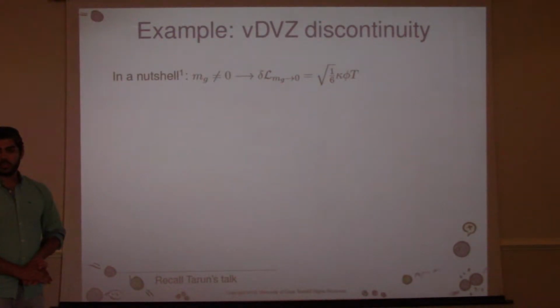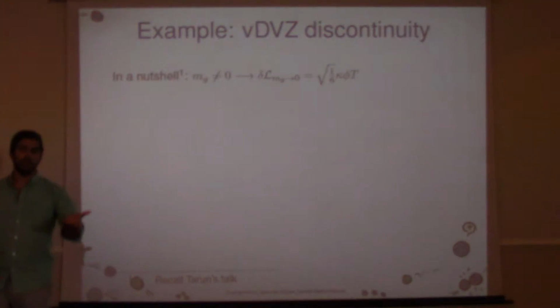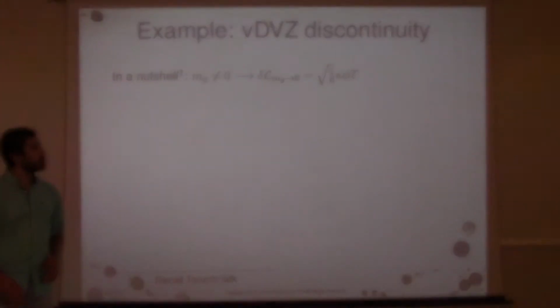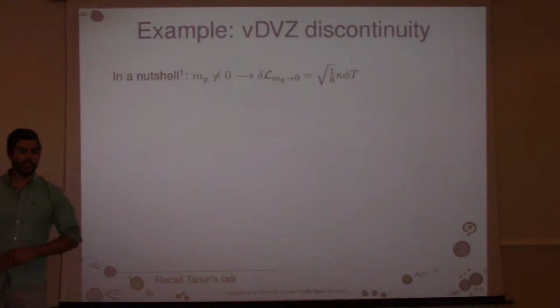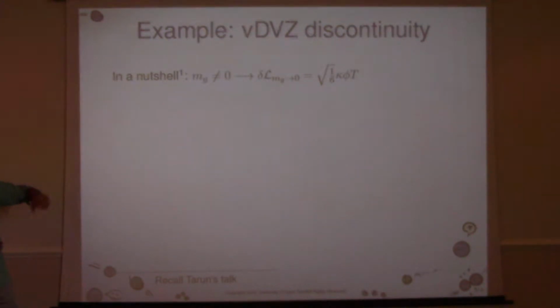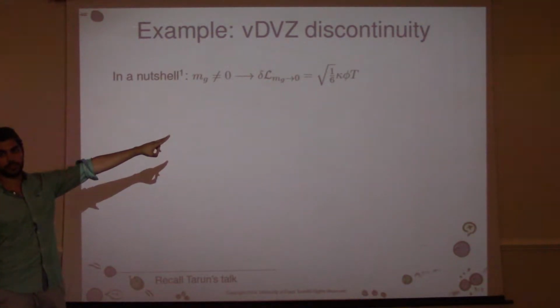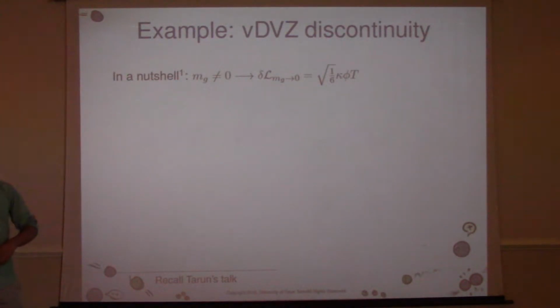I'm going to talk about the VDVZ discontinuity. If you remember Taran's talk, he was looking at n equals 2 Chern-Simons theory. And when he wanted to look at the massless limit, he just said, I'm just going to look at the massless amplitudes. Right? So it turns out that if you just take regular GR and you add a mass term, and you compute perturbatively, you take the mass goes to zero, you're left over with this piece. Now this piece says that there's the scalar mode of the graviton, and it couples to the trace of whatever stress energy tensor you happen to have in your theory.